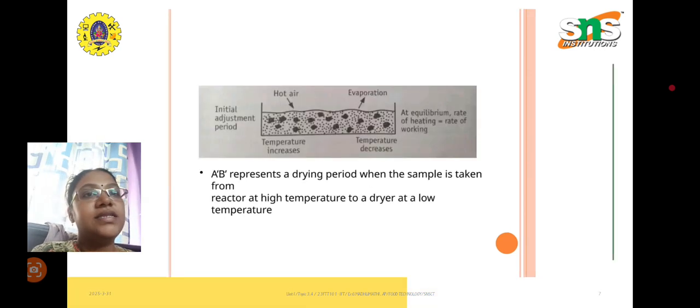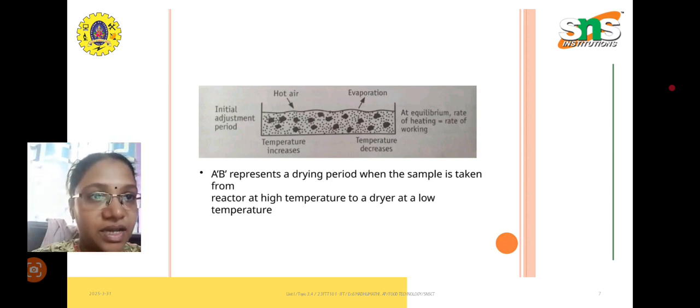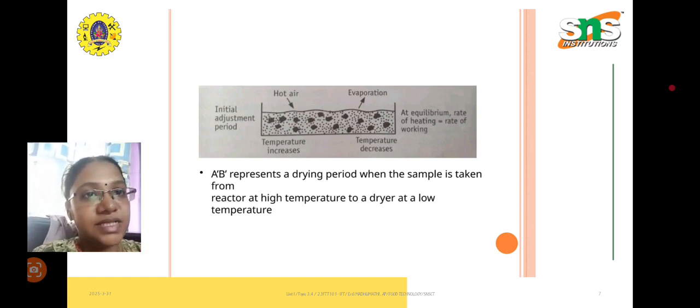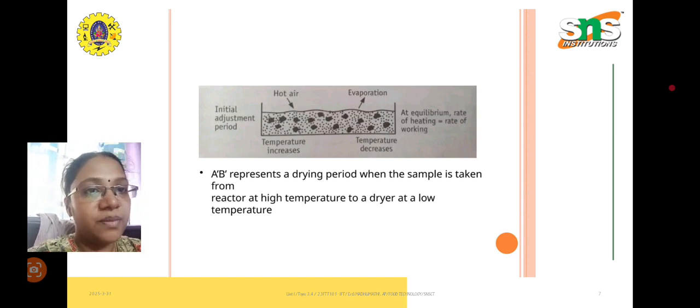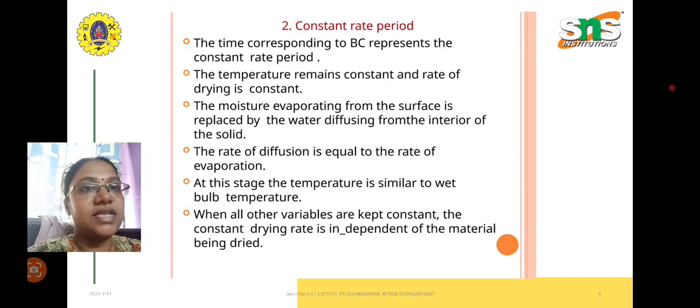Next, in this we can see that A dash and B dash represent a drying period when the sample is taken from a reactor at high temperature to a dryer at a low temperature. Here, in the initial adjustment period, hot air comes inside and the temperature increases. At that time the evaporation process starts and the temperature starts to decrease. At equilibrium, the rate of heating will be equal to the rate of cooling. This represents A dash and B dash.